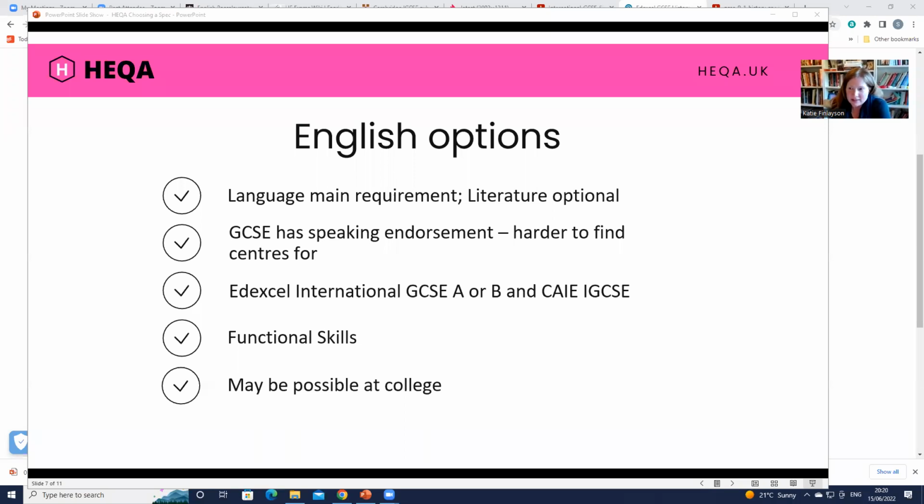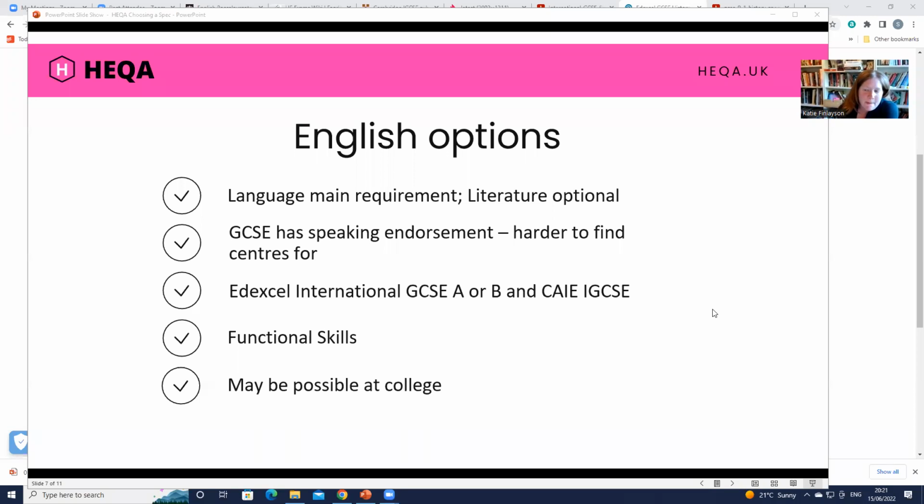So you will occasionally hear of people saying, well, the centre just said I could say no, and then we didn't do it. That's on the dodgy side of what's allowed. Generally speaking, if they offer the GCSE, they ought to be doing the speaking endorsement with you. That makes it more difficult. Some centres will do it, but it's safer to do the international GCSE.